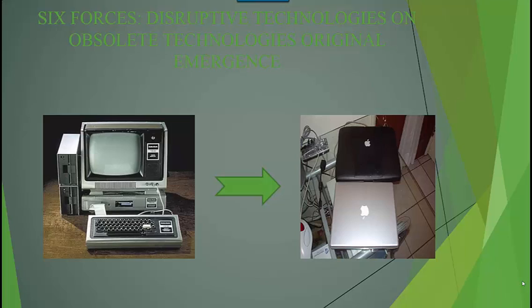Six forces. Disruptive technologies on obsolete technologies' original emergence. A disruptive technology is a technology that displaces another technology. Thornburg defines a disruptive technology as new technology with the same functionality of an existing technology. The new technology functions more efficiently and will obsolete the previous technology.